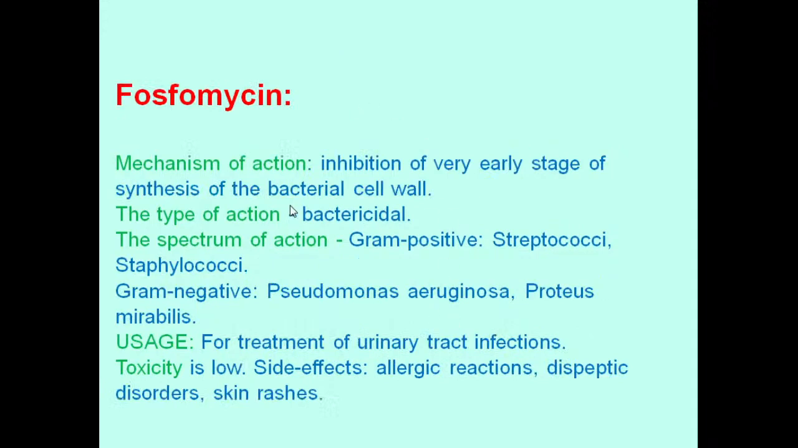Phosphomycin. Mechanism of action: inhibition of a very early stage of synthesis of the bacterial cell wall. Type of action: bactericidal. Spectrum: some gram-positive, Streptococci, Staphylococci, and some gram-negative, Pseudomonas aeruginosa, Proteus mirabilis. Used for treatment of urinary tract infections.